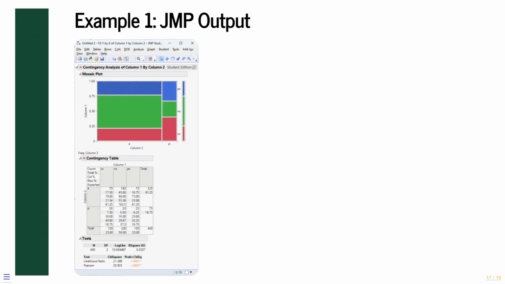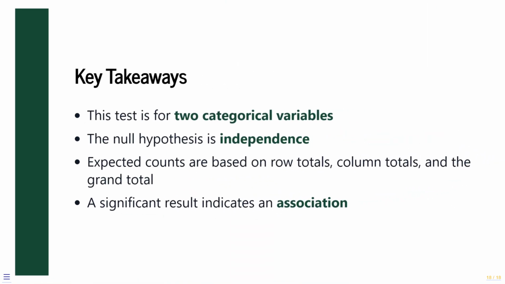This image shows the JMP output for the chi-square test for association. The main takeaways are that this test is used for two categorical variables. The null hypothesis is independence. Expected counts come from the row totals and column totals, and a significant result indicates an association.